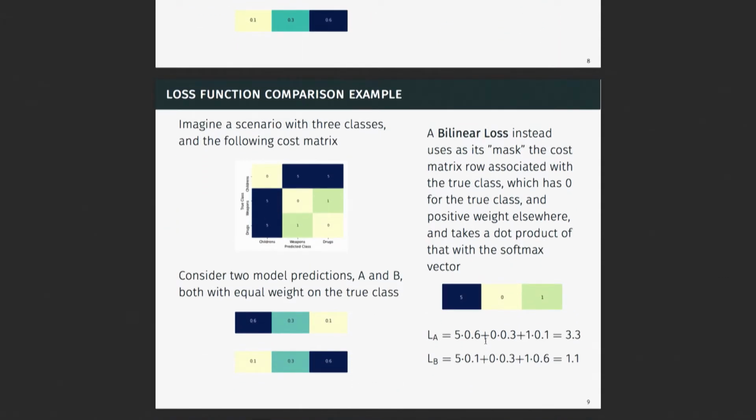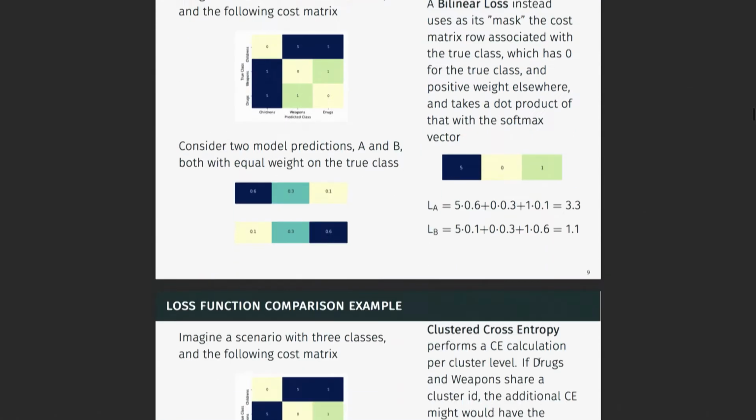Alternatively, if you imagine a bilinear case, its mask, if you want to use that term pretty broadly and loosely, is instead the misclassification cost for this middle row where the true class is weapons. So we say, when it's really weapons, then the cost of classifying it as children's is 5, the cost of weapons is 0, the cost of drugs is 1. And then we just take a dot product between that and the softmax probabilities. And so you see here, as you would expect, because loss A puts more weight on the high cost class, this has a higher loss than the case where we put most of our mass on a low cost misclassification class.